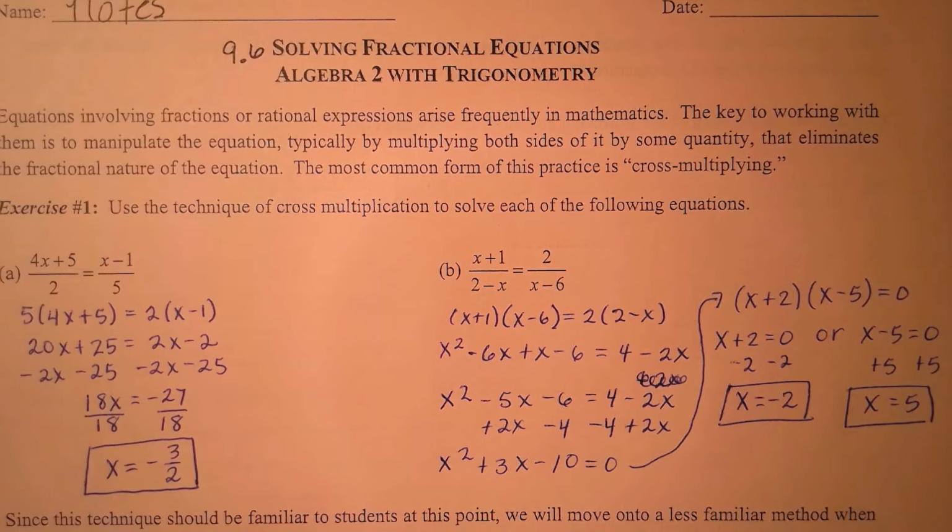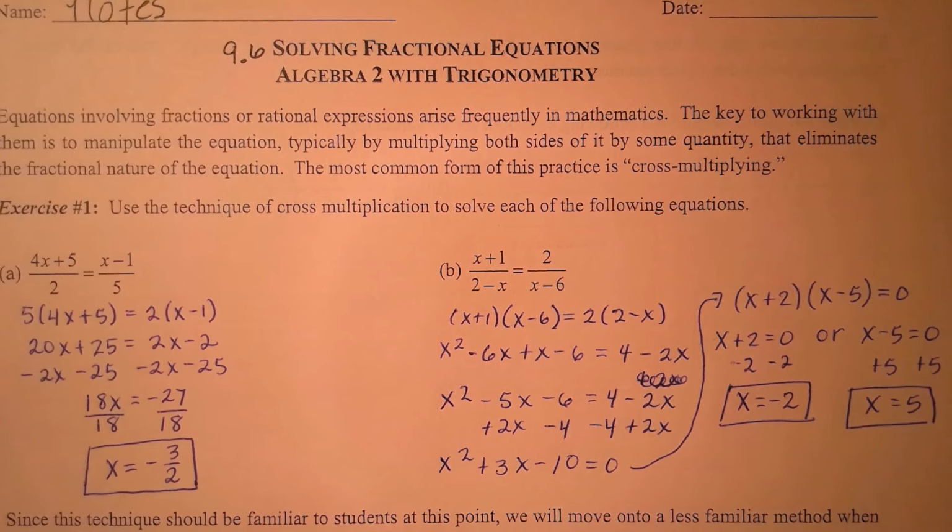Because this is a quadratic equation, we want to make everything equal to 0. So we want to subtract 4 from both sides, and we want to add 2x to both sides. So our quadratic equation that we need to solve is x squared plus 3x minus 10 equals 0. By factoring, we get x plus 2 times x minus 5 equals 0. And with the zero factor property, this tells us that x plus 2 equals 0 or x minus 5 equals 0. By solving those two small equations, we find that x equals negative 2 and x equals 5.